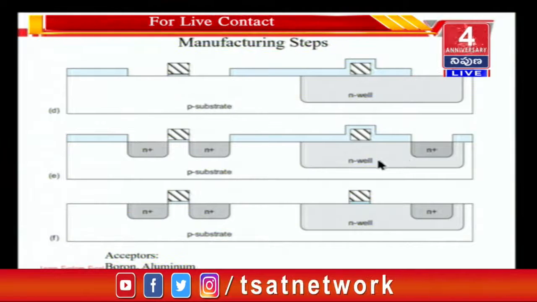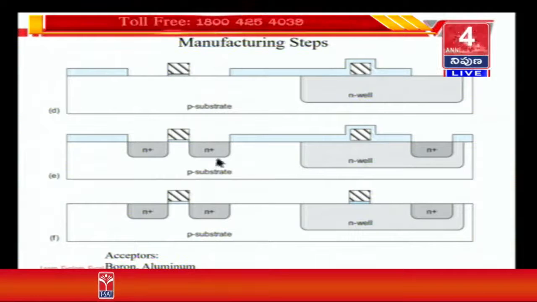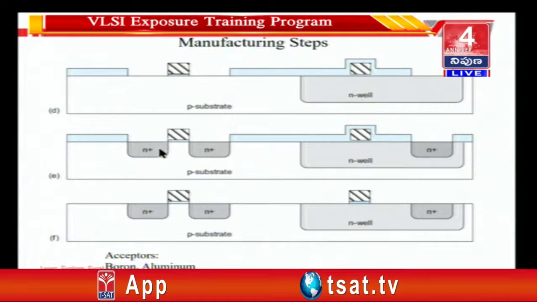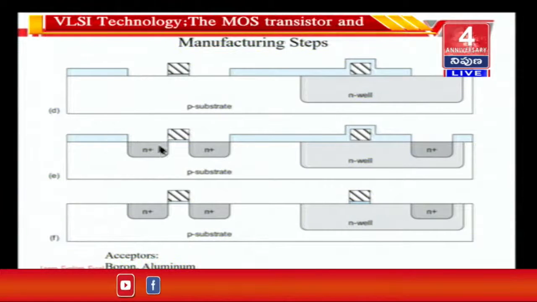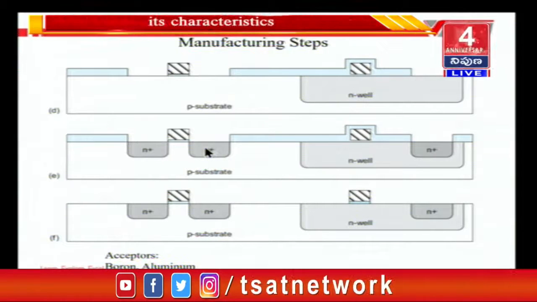Now you may ask, why are you making an N plus well inside an N-well? I will come to that. Here two N plus wells are made, and these N plus wells now form the source and the drain. In a CMOS device or an NMOS device, the source and the drain are perfectly interchangeable, because they are identically constructed.